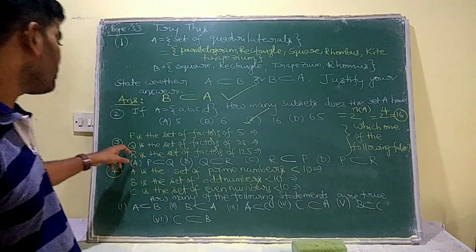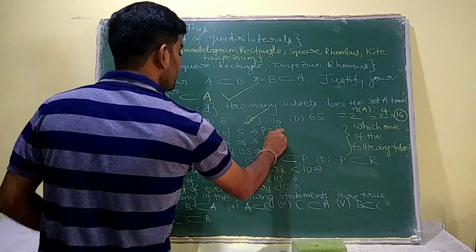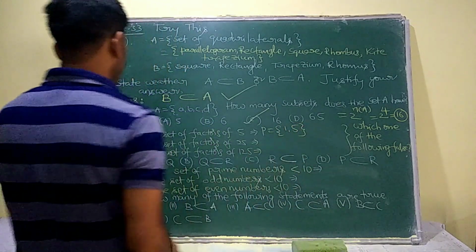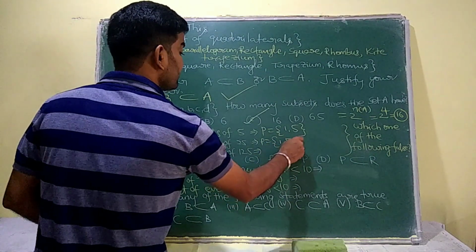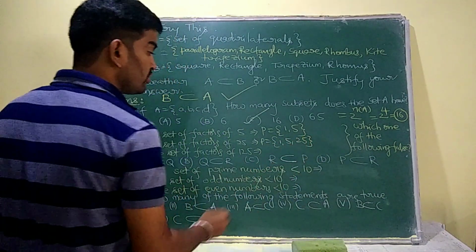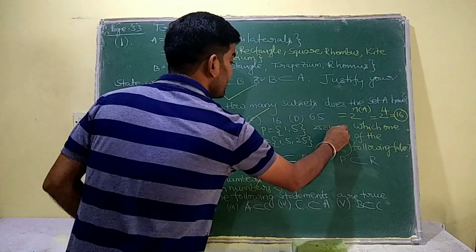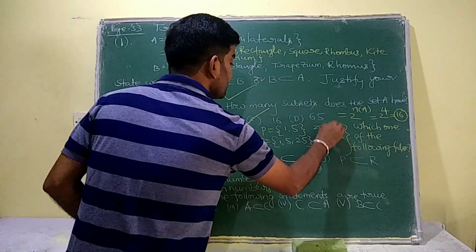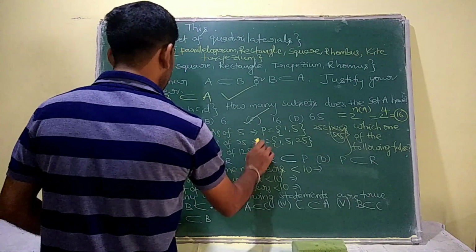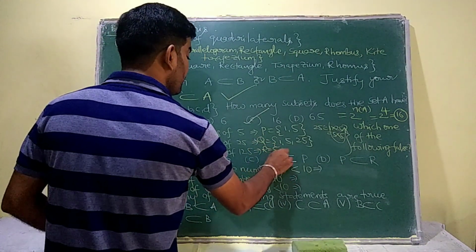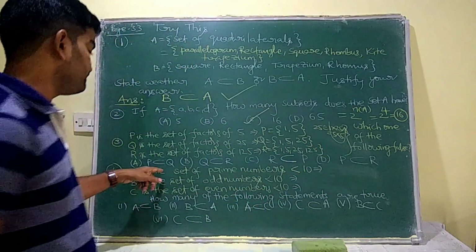Now P is the set of factors of 5. We know the factors of 5 are 1, 5. Factors of 25 are 1, 5, 25. If you don't know how to write factors, just write 25 as 1 into 25, 5 into 5. These are the factors. Similarly, the factors of 125, which is R, are 1, 5, 25, 125.